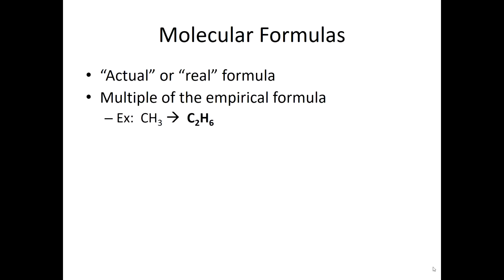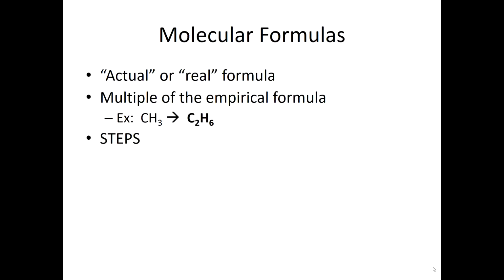So for instance, CH3 is an empirical formula, but it could be that the true formula for that compound is a multiple of 2, which would be C2H6. So your steps for finding the molecular formula, keep in mind that it is a multiple of the empirical formula. So it should also be a multiple of the empirical formula's mass. Now, in order to find the molecular formula, you have to know its molar mass. You have to be given that information.